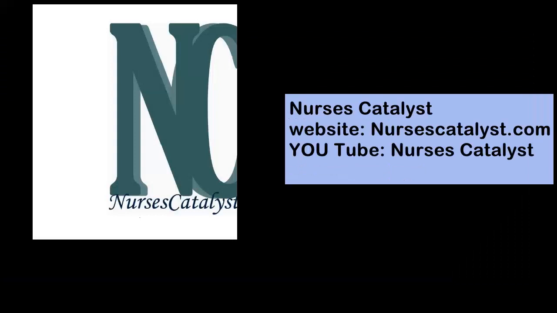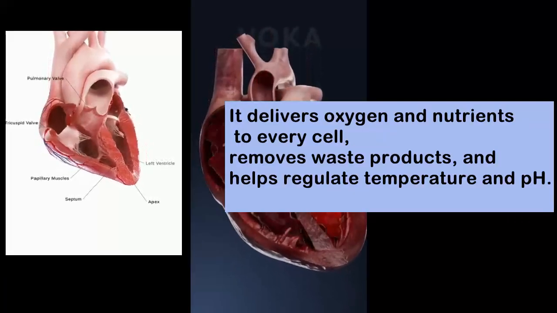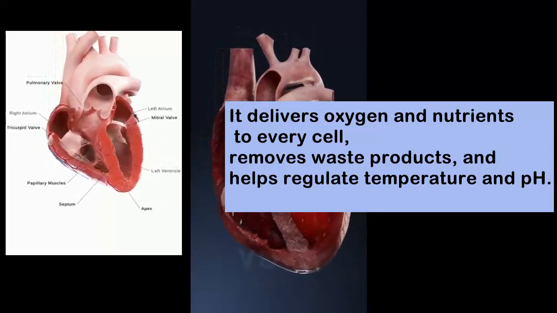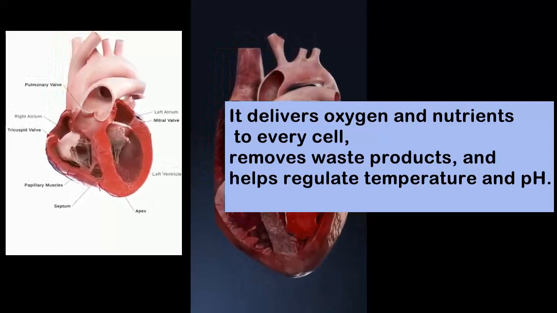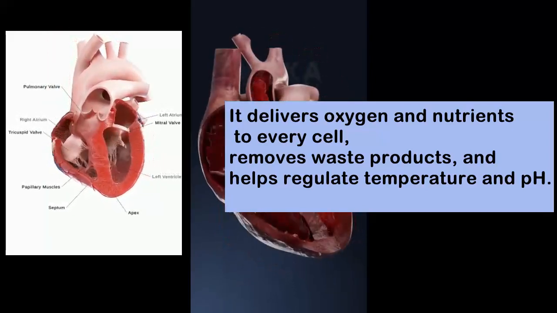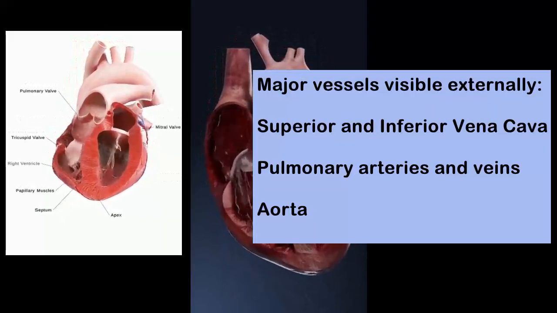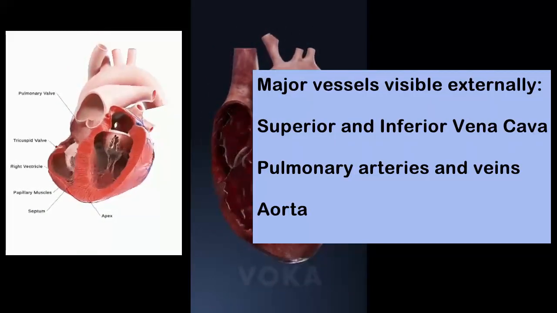Today we are going to discuss the human heart and cardiovascular system. The cardiovascular system, also known as the circulatory system, is the body's vital transport network. It delivers oxygen and nutrients to every cell, removes waste products, and helps regulate temperature and pH. At the center of this system is a four-chambered muscular organ, the heart.